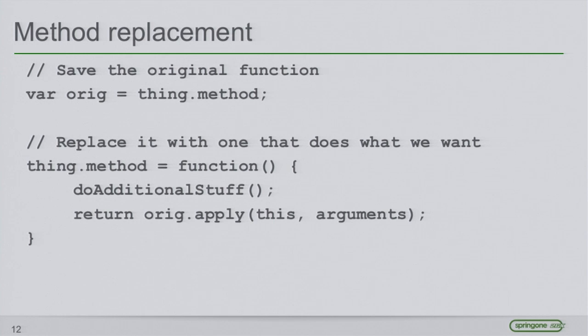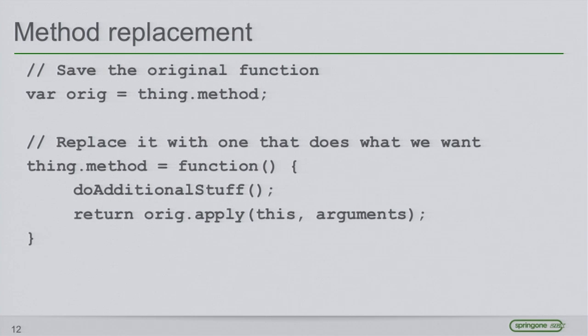So, knowing what you know about Spring AOP, what type of advice would you say this most closely resembles? Before, exactly. When we call thing.method, before the original behavior happens, we're going to do some additional stuff, okay?